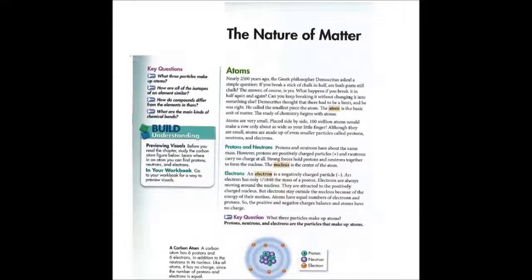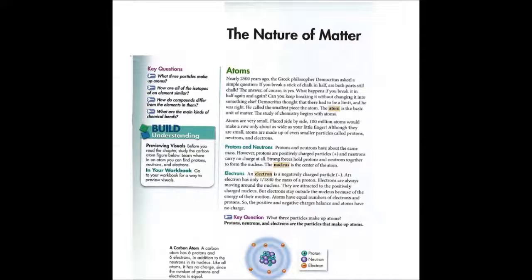A carbon atom. A carbon atom has 6 protons and 6 electrons, in addition to the neutrons in its nucleus. Like all atoms, it has no charge, since the number of protons and electrons is equal. Elements and isotopes. An element is a pure substance that is made up of only one kind of atom. Each element has a 1 or 2 letter symbol. For example, the symbol for carbon is C, and the symbol for sodium is Na.